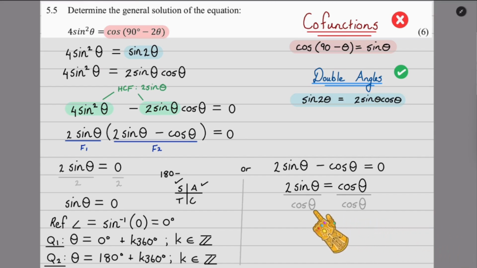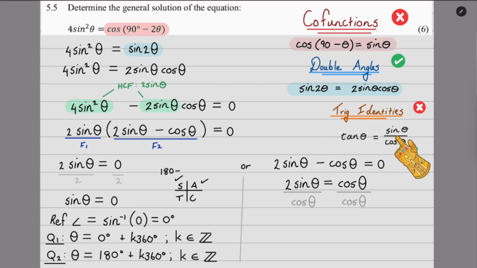And the reason why we do that is so that we can use the trigonometric identity of sine over cos is tan. And remember, you've got to know that off by heart. So this will change into 2 tan theta. The cos here cancel and just leave you 1. And now I want to get tan theta on its own, so I'm going to divide both sides by 2. So tan theta will equal 1 over 2, formerly known as a half.